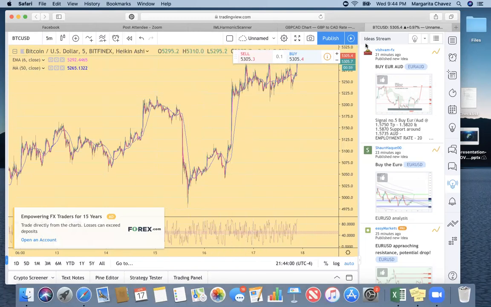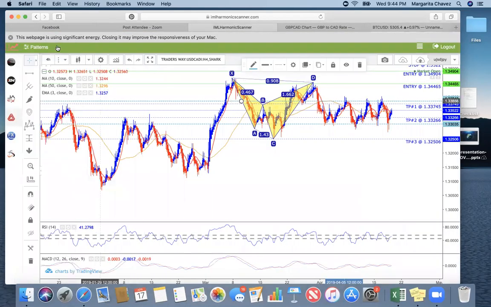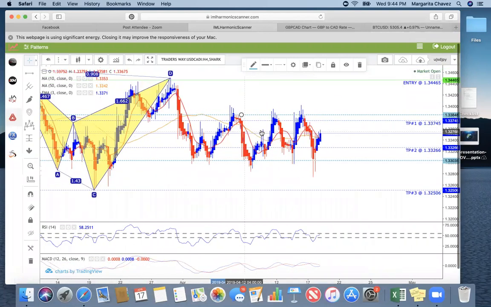Anybody have any questions or want to look at anything? Look at a specific pair? This is crazy. United States and Canada.